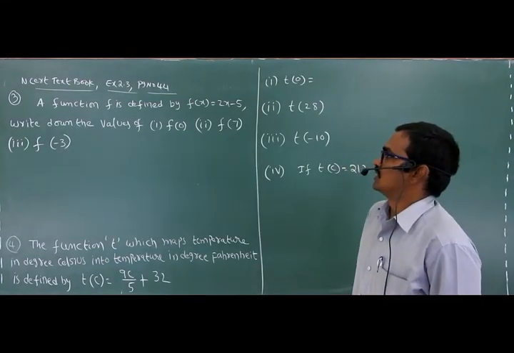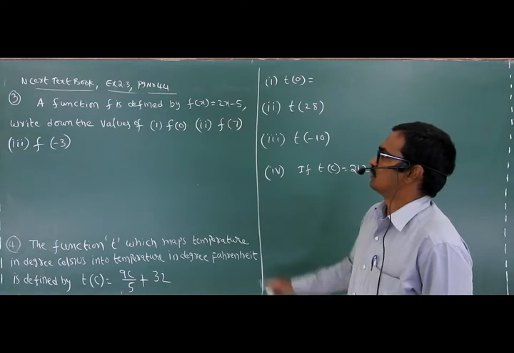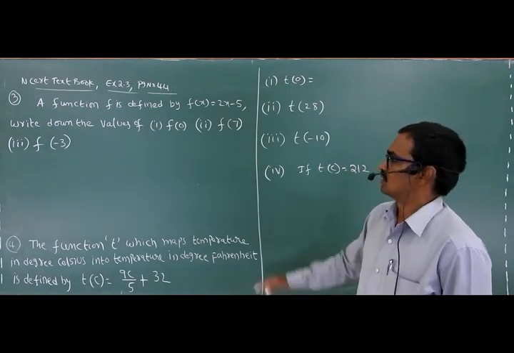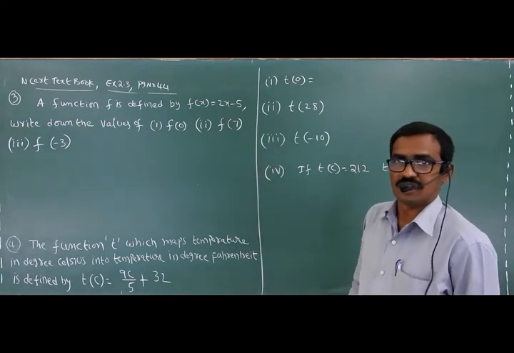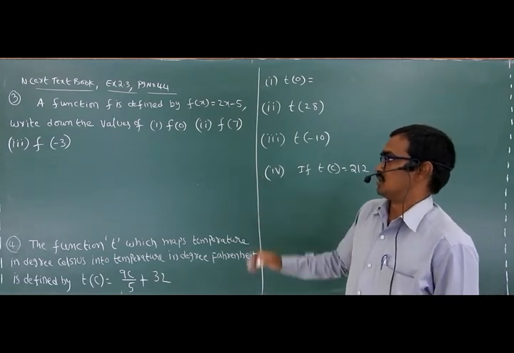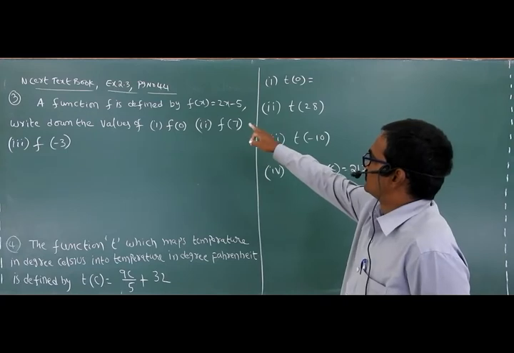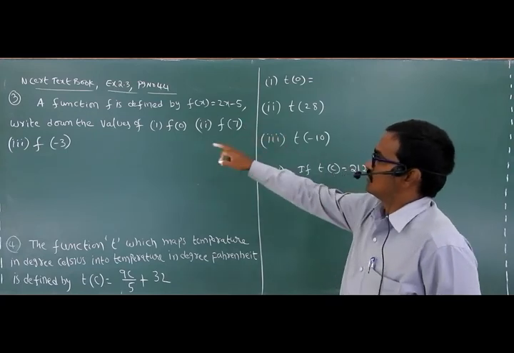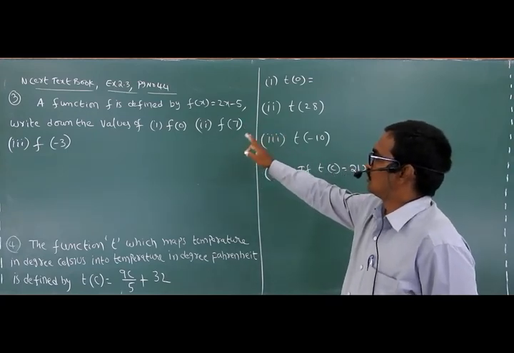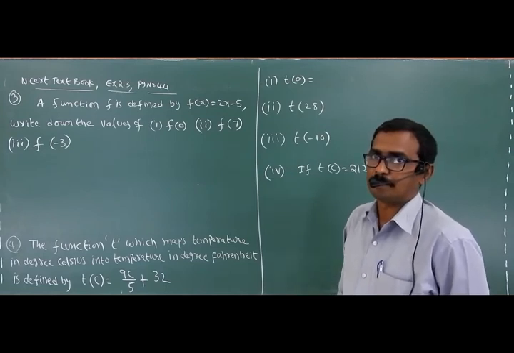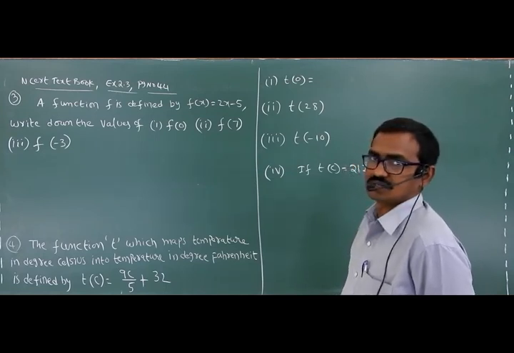Next, NCERT textbook exercise 2.3, page number 44, question number 3. 3 and 4 I have written at a time. Question number 3. The function f is defined by f of x is equal to 2x minus 5. Write down the values of f of 0, f of 7 and f of minus 3. Just put the values in x.